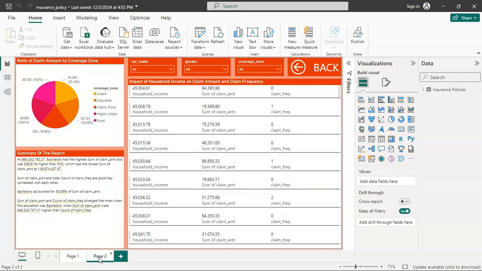We also have the impact of household income on claim amount and claim frequency. This is a multi-card chart. I had to use the multi-card chart to capture the whole household income based on their claim and claim frequency. The summary of the report is aligned under the ratio of claim amount by coverage zone. From here we can also denote some key points about the dashboard and the dataset that was provided.